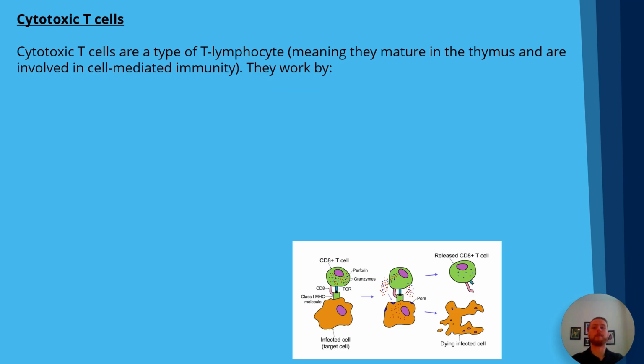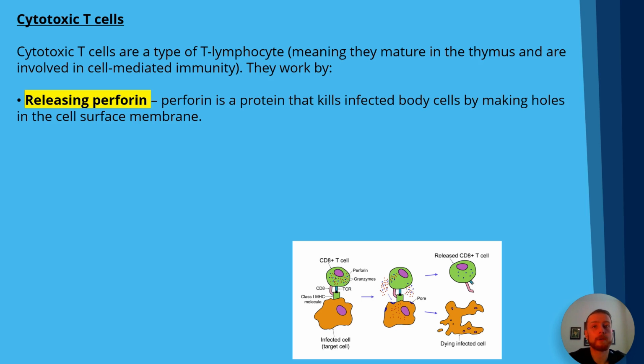So, for AQA A-level biology, you need to know about cytotoxic T cells. Well, these cells are a type of T lymphocyte, hence the name cytotoxic T cells, and that means they mature in the thymus, and they're involved in cell-mediated immunity. They work by releasing perforin, and I always tell my students, perforin perforates. Think about like a perforated letter that has little holes in it. Well, perforin is a protein that kills infected body cells by making holes in the cell surface membrane.